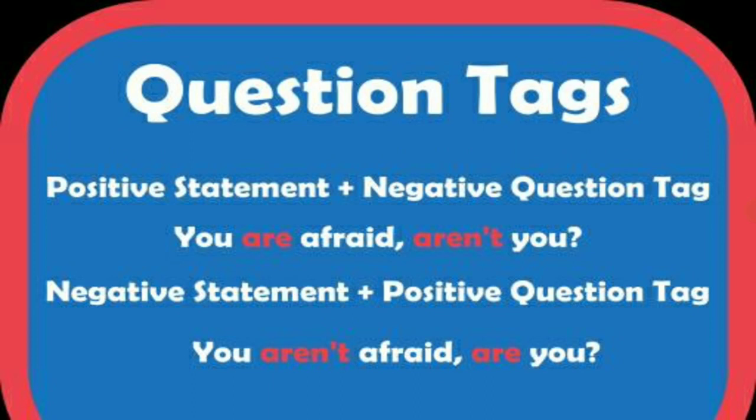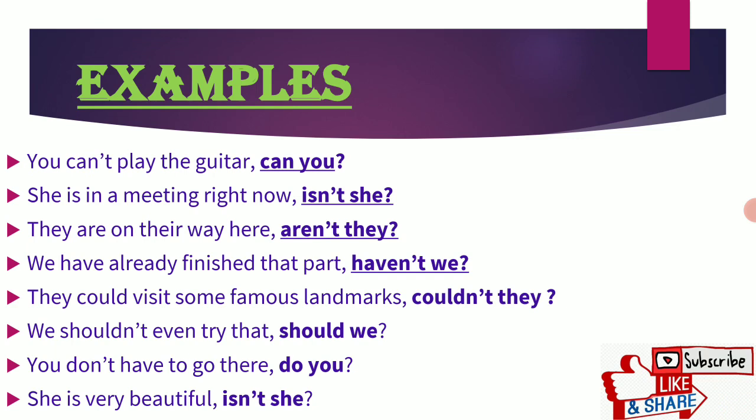You have to just remove the negative word from the auxiliary verb, that is N apostrophe T. You have to remove it and write only are and then the pronoun. So that's it, making a question tag. Let's see some more examples which make you very clear about the question tags.